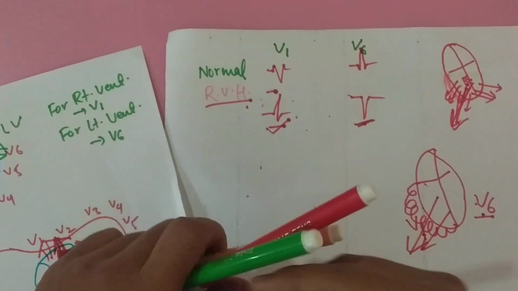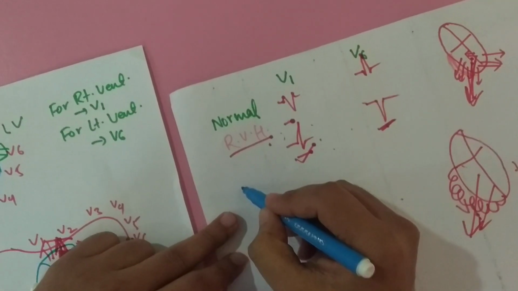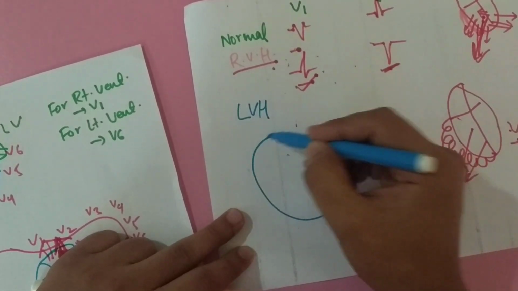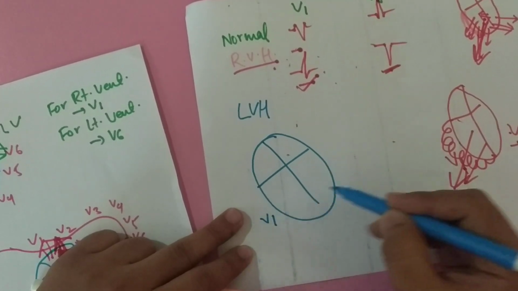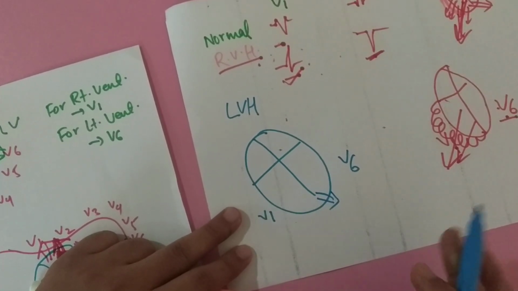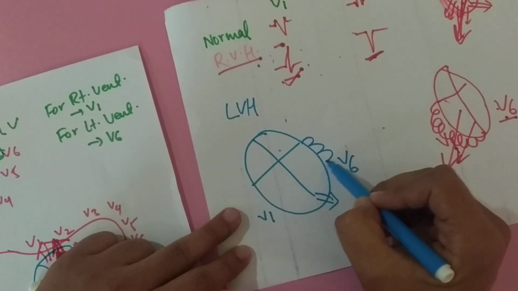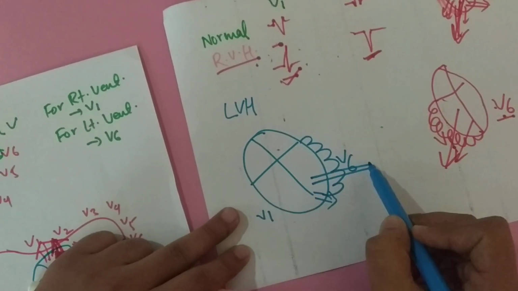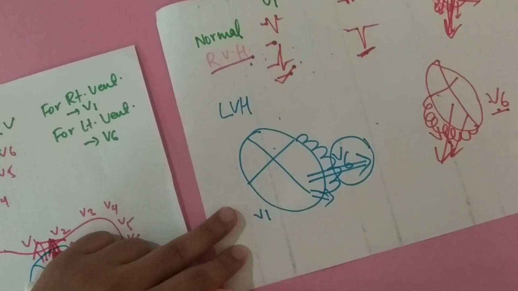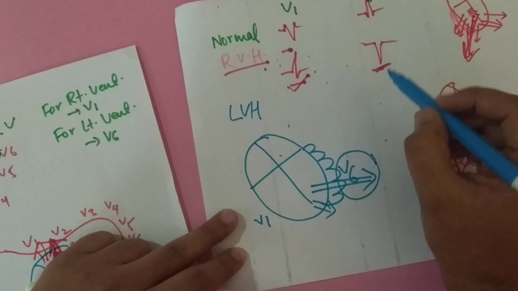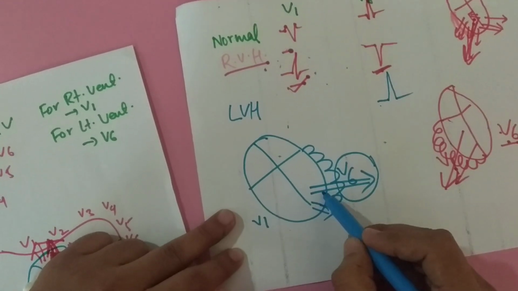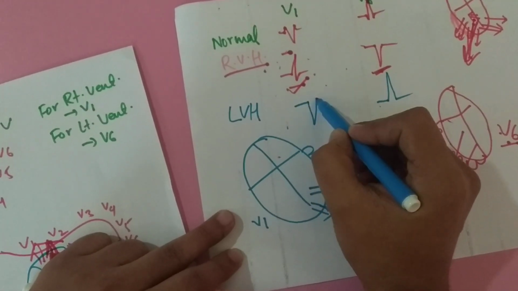Now we will be discussing left ventricular hypertrophy. What happens in left ventricular hypertrophy? Again let me draw the heart here. Somewhere here there will be V1 and somewhere here it will be V6. Normally the vector was like this, but in case of left ventricular hypertrophy, the resultant vector would now be facing this way, towards V6. So it is a positive vector going towards the positive electrode. So V6 will have a positive deflection, and V1, since it is going against V1, will have a negative deflection.